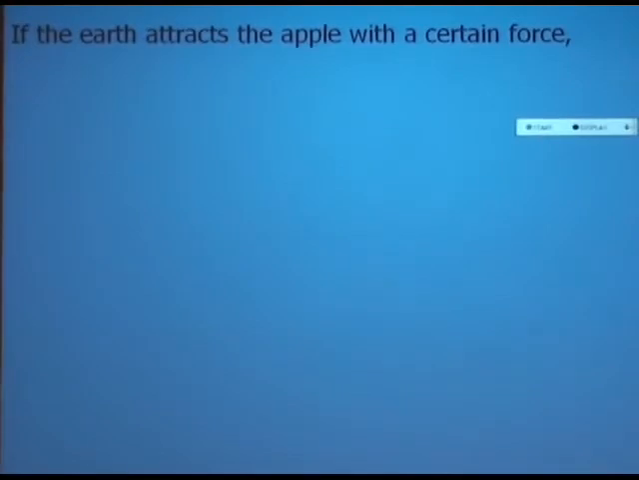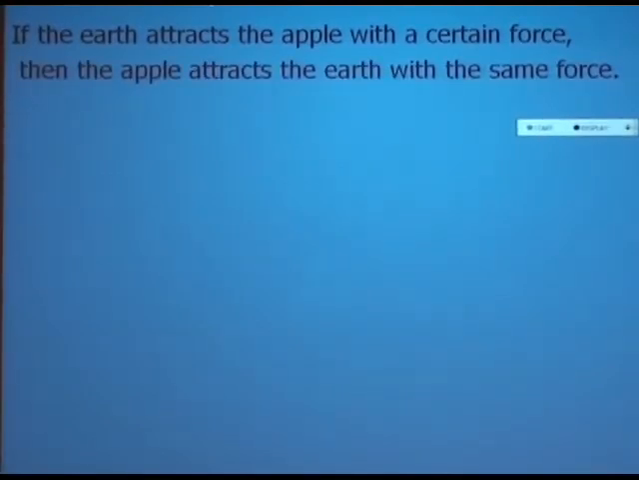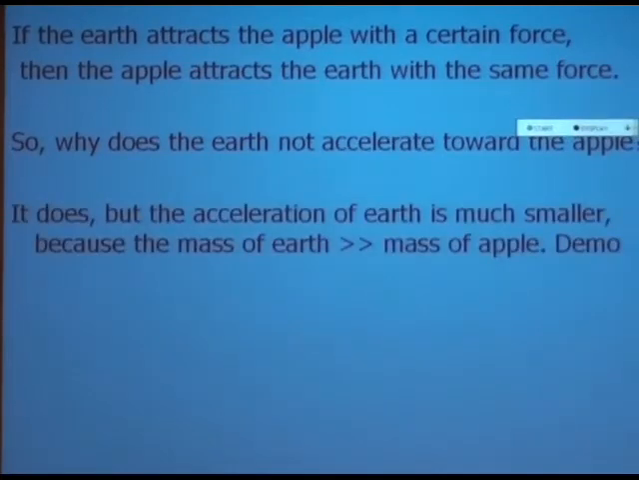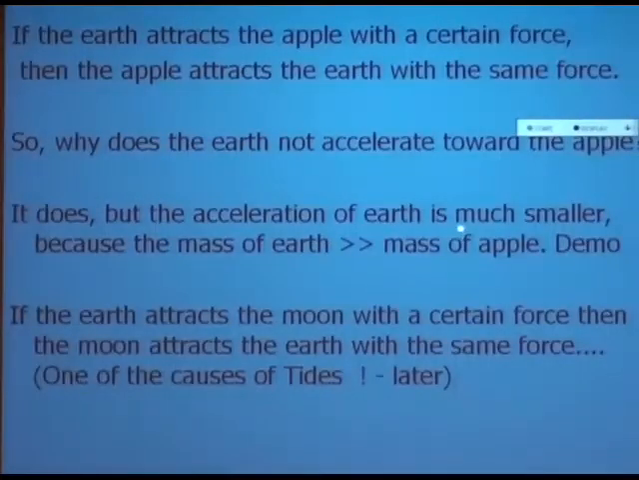All right. Now, here comes the puzzle. If the Earth attracts the apple with a certain force, and the apple attracts the Earth with the same force, why does the Earth not accelerate towards the apple? Well, I already gave you the answer to that. Because the mass of the Earth is much, much larger than the mass of the apple, and I did the demonstration, okay? And I already talked about the tides. All right. Well, now, based on this, Newton comes up with a brand new consequence.